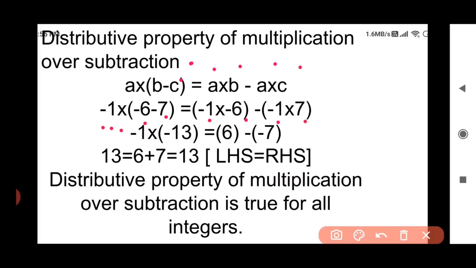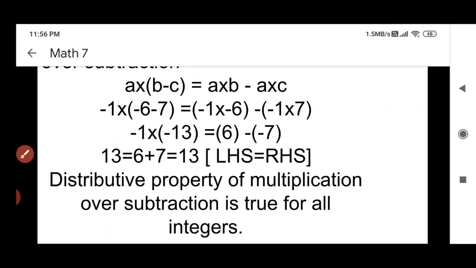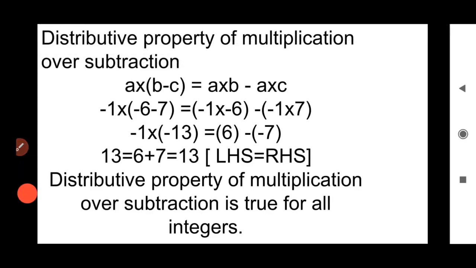Solve within the bracket. Minus 6 minus 7 equal to minus 13. Minus 1 into minus 13 is plus 13. Minus 1 into minus 6 is plus 6. Minus 1 into 7 is minus 7. So 6 minus (minus 7). Minus into minus is plus, so 6 plus 7 is 13. So left hand side equal to right hand side. Distributive property of multiplication over subtraction is true for all integers.